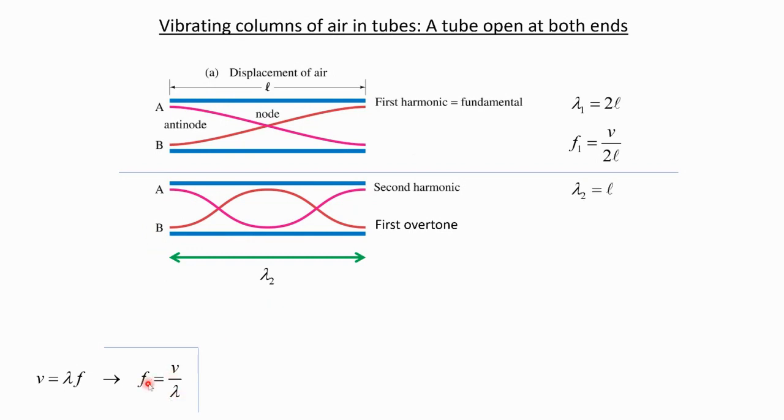So again, using this formula here, frequency is the speed of sound divided by the wavelength. Plug the wavelength in, and we get the frequency is v over L. Notice that that's twice as much as the fundamental frequency. So I could write that as 2 times f1. So the first overtone, or the second harmonic, has a frequency which is twice as much.